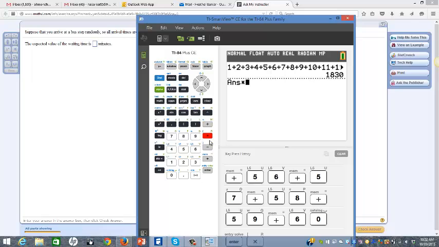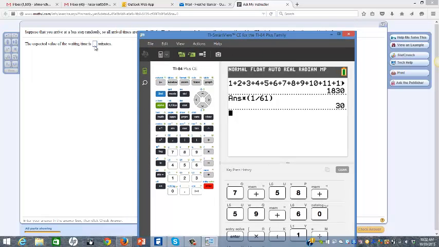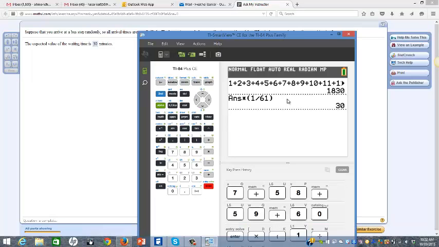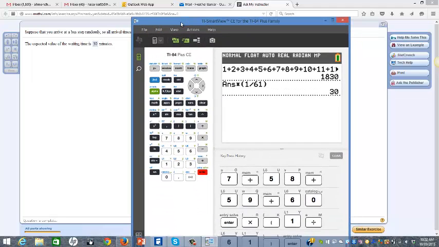So I'm going to multiply. I always like to put parentheses just to be safe. And I get 30. So the average wait time would be 30 minutes. So let's see if that's right. Yep, I counted it right. And I actually had done this problem earlier, and instead of dividing by 61, I divided by 60 and got 30.5. So it seems like it's giving you a little plus or minus 0.5 there.